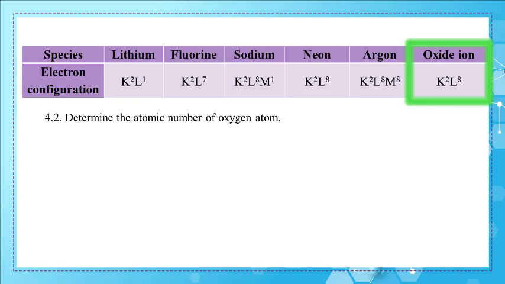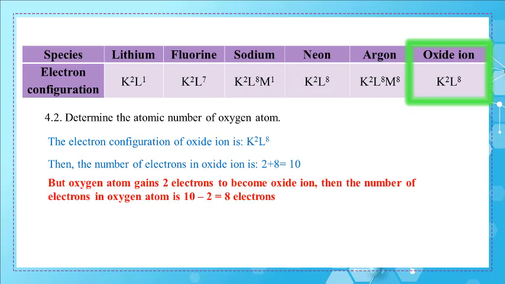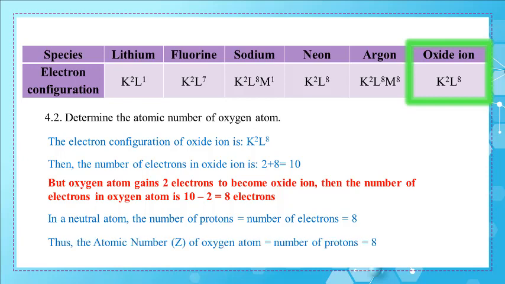Determine the atomic number of the oxygen atom. The electron configuration of the oxide ion is K2L8, then the number of electrons in the oxide ion is 2 plus 8 equals 10. But the oxygen atom gains 2 electrons to become the oxide ion. Then the number of electrons in the oxygen atom is 10 minus 2, which is 8 electrons. In a neutral atom, the number of protons equals the number of electrons, then it is equal to 8. Thus, the atomic number Z of the oxygen atom equals the number of protons, which is equal to 8.